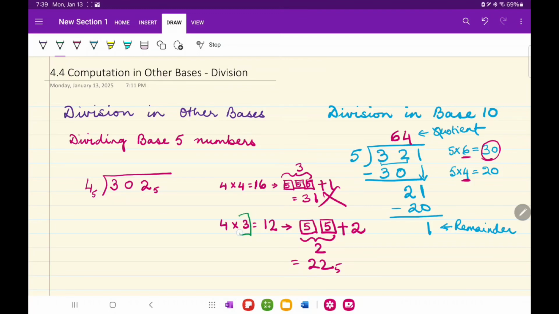We are going to write this 3 as part of the quotient. And this 22 base 5 has to go at the bottom of 30. Sorry, it's 22 base 5. It's wrong really to say 22, since 22 is decimal verbiage. So I put 2. Now we have to do the subtraction process.